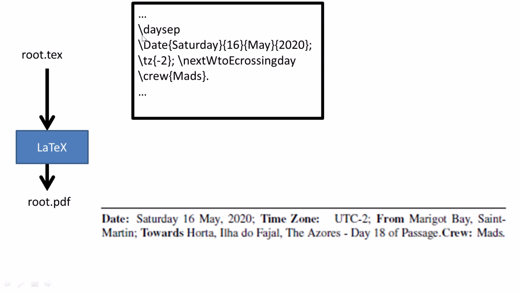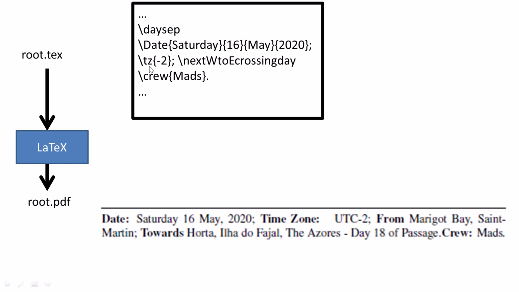The things that start with this backslash are called control sequences, and they are commands for typesetting. All of the control sequences you see here are ones that I have defined in order to make my logbooks. So dayset is a control sequence which produces a horizontal line. That's what you see at the bottom there, the horizontal line before the date. Then there is a control sequence called date with capital D, and it has 4 arguments, Saturday 16 May 2020. And that's typeset down here by LaTeX.